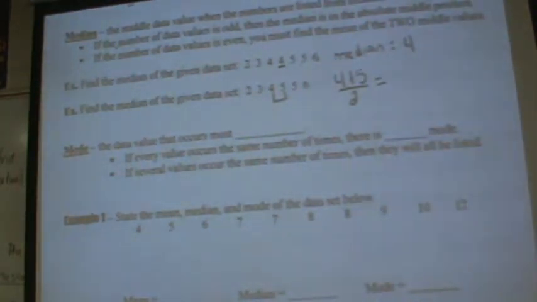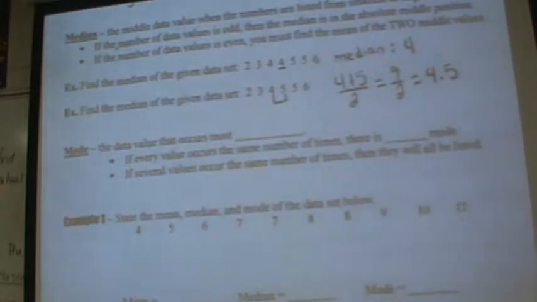You add them all together, right? Not for the median. I'm saying for the average, you add them all together and then divide. Yes. So we'll find the median by adding these and dividing. You're going to get 9 over 2, and when we divide, you get 4.5. So our median for that second example is 4.5.